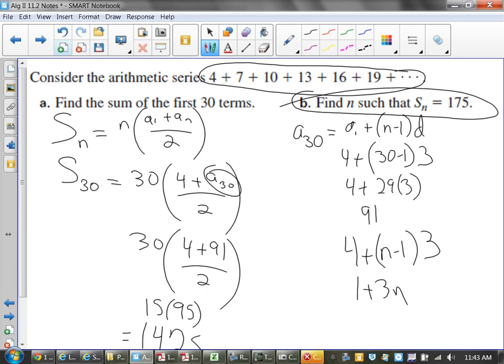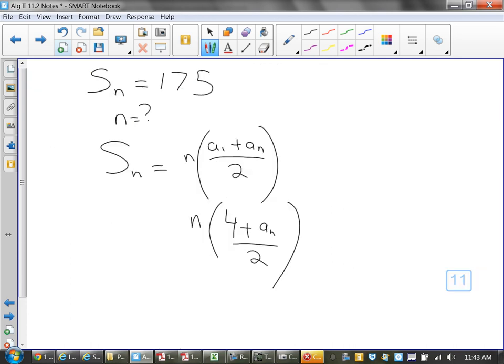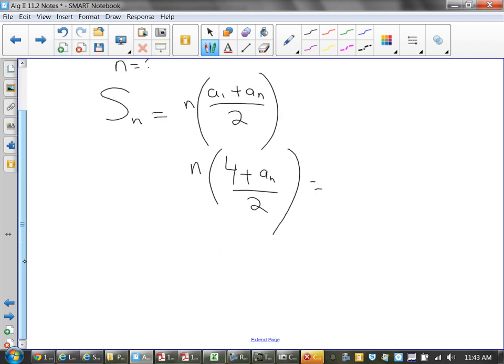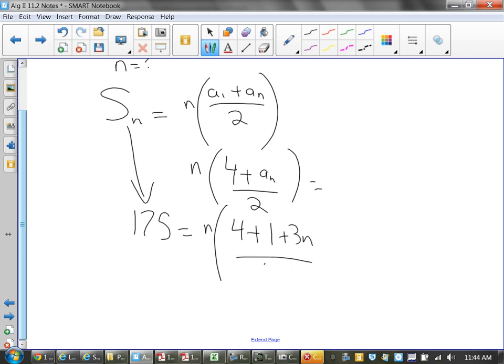As your nth rule. So the 2, I can divide either number. I can divide the n with the 30 divided by 2. It's easier. So I know that 175, because that's what this is, equals n times 4 plus 1 plus 3n, all over 2.